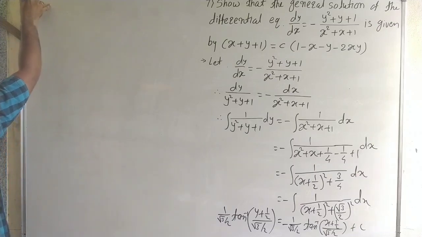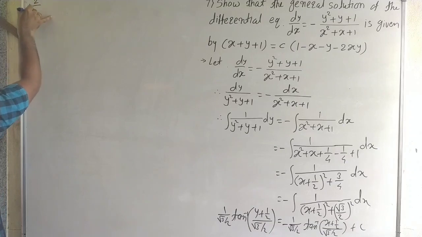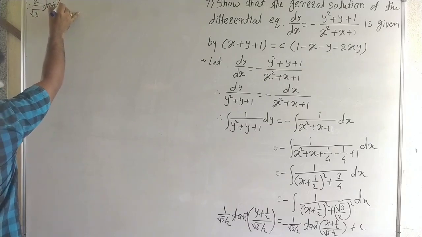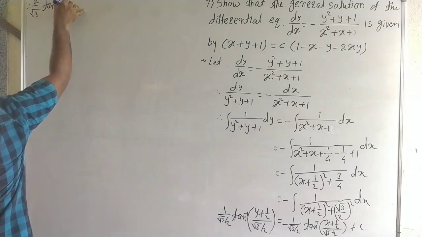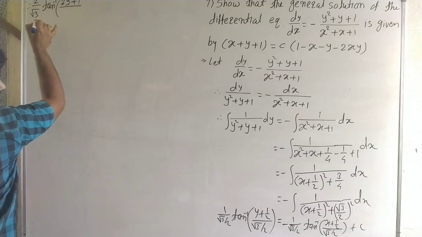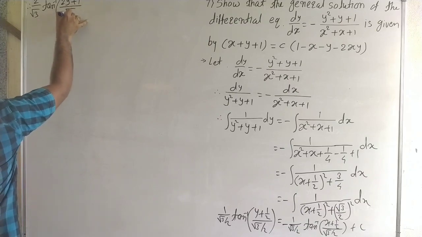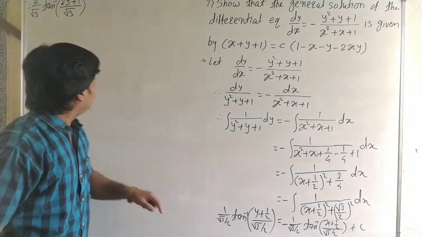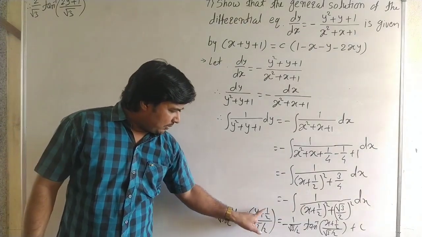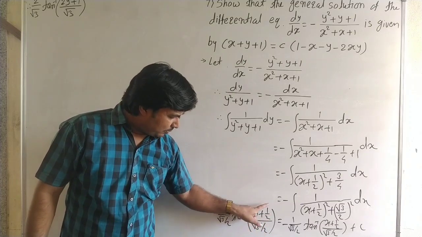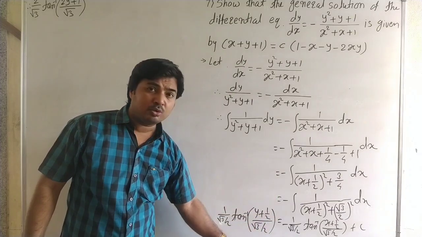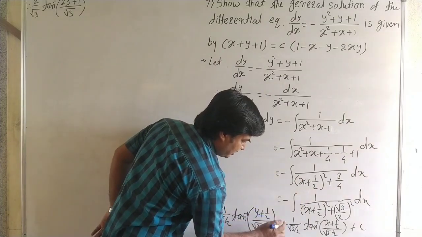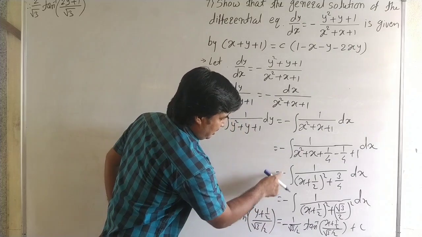It is 2 upon under root 3 tan inverse 2y plus 1 upon root 3. See carefully this calculation. 1 by root 3 by 2 is 2 upon root 3, and here y plus 1 by 2 is 2y plus 1 upon 2, and it is root 3 upon 2 upon 2, so 2 upon 2 gets cancelled. Same calculation here, but here it is minus. Okay, see carefully this. Here it is minus.